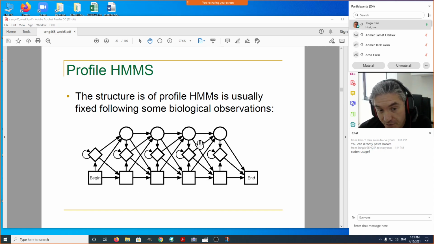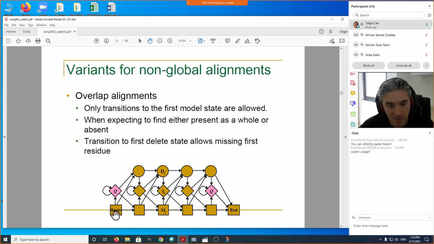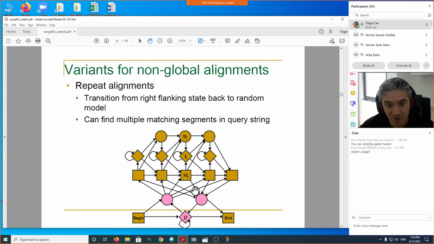There are variations of those. In some profile hidden Markov models, you may see some of the transitions missing, or you may, for example, see an arrow from the end state to the begin state, or there may be local alignment. Let me show you those variations quickly, but we're going to be focusing on this variation only. So this one looks like the same thing, but you see there are 2 different states. So there are some variations here. This is for local alignments. There is some variation which allows overlap alignments. So there are some variations of these transitions.